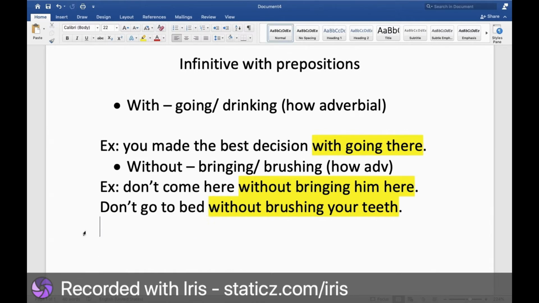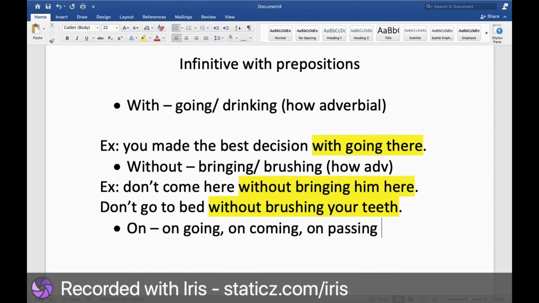"With" and "without" are not that hard to use, but this is very common, especially in spoken language, to use them in your sentences. But there are also some other prepositions that can be used and they're actually more important to use. One of them is "on." So in academic English, especially in IELTS, for example, let's say that you're reading something. When you read a sentence, you can see something like this: "on going" or "on coming," right? "On passing." So you can see this preposition in front of an infinitive.